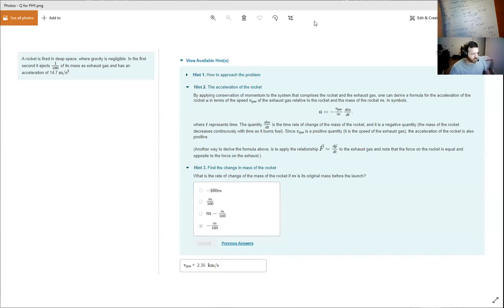All right, so this is the question. The rocket fired, ejects a portion of its mass with the acceleration there. So from what I have written down, where is it? I did this question a couple of different ways, I think.